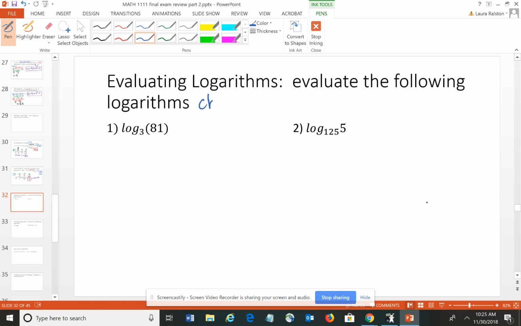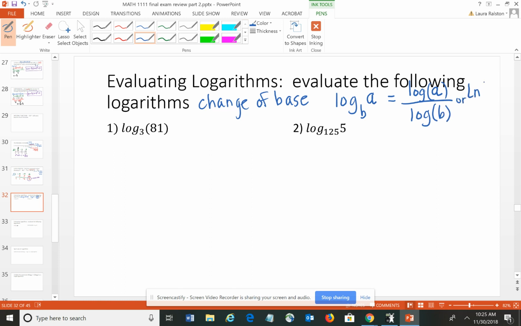The change of base formula, if you'll recall, so that you can input it in your calculator. The calculator only does a base of 10 and a base of e. So if you have log base b of a, you would do log base 10 of a divided by log base 10 of b. Or you can do natural log of a over the natural log of b. You put the argument on the top and the base on the bottom.